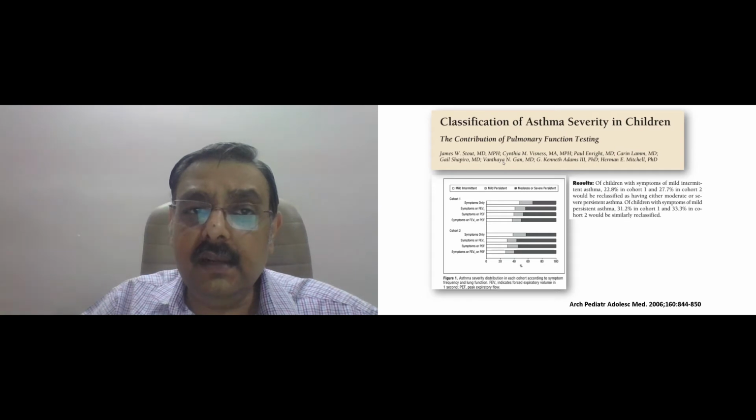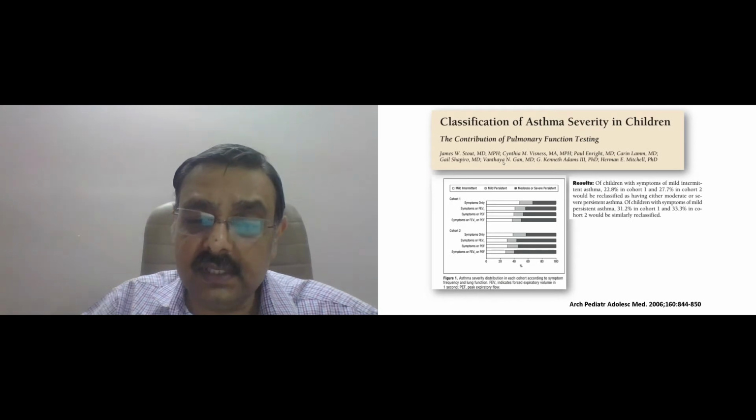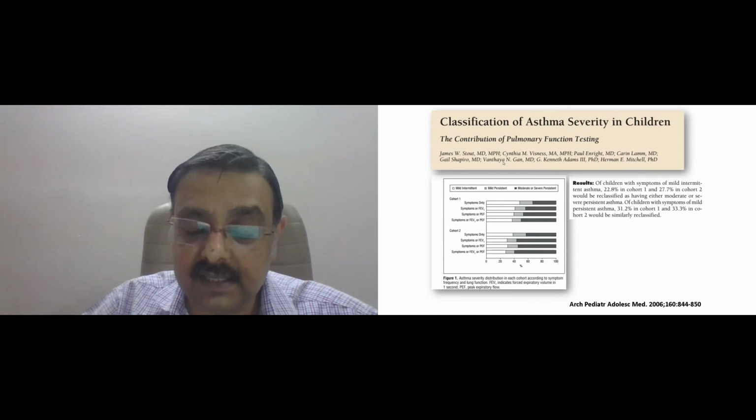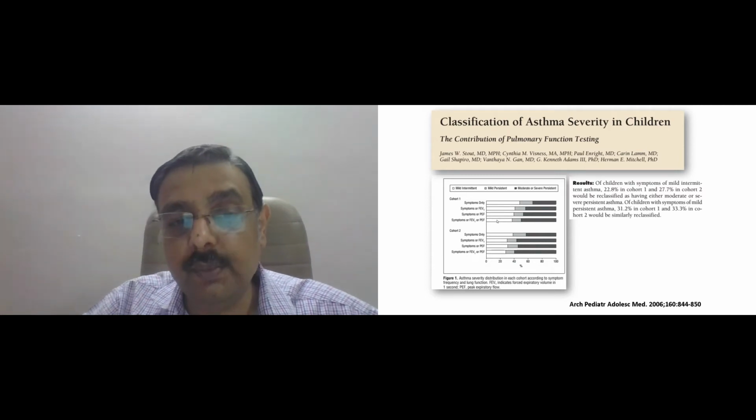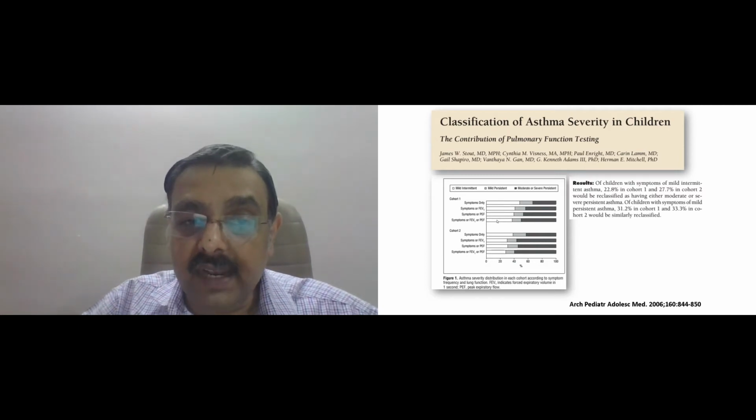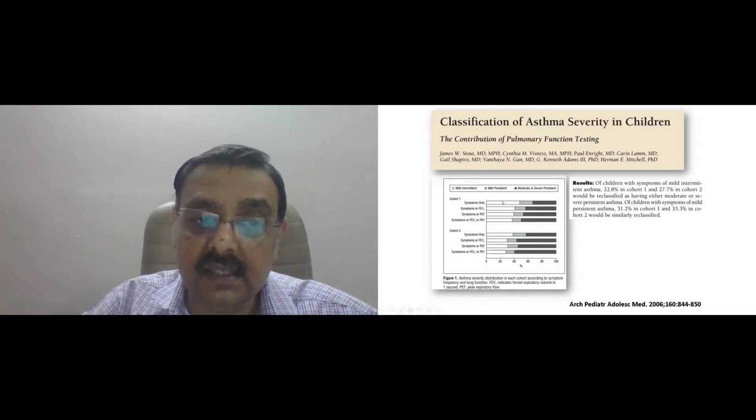So if you look at the classification of asthma severity in children, most of this data is obviously old, because this question is now hardly discussed. And the world is absolutely clear that if you add lung function to the classification of asthma severity, approximately 20-25% of your patients will have a change in the classification. And this is what is depicted in these cohorts.